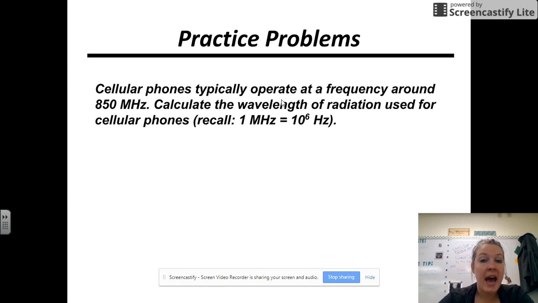Wavelength, which means I need to use which formula? So go ahead and pause the video. I want you to practice setting up the GUESS method and solving this problem.